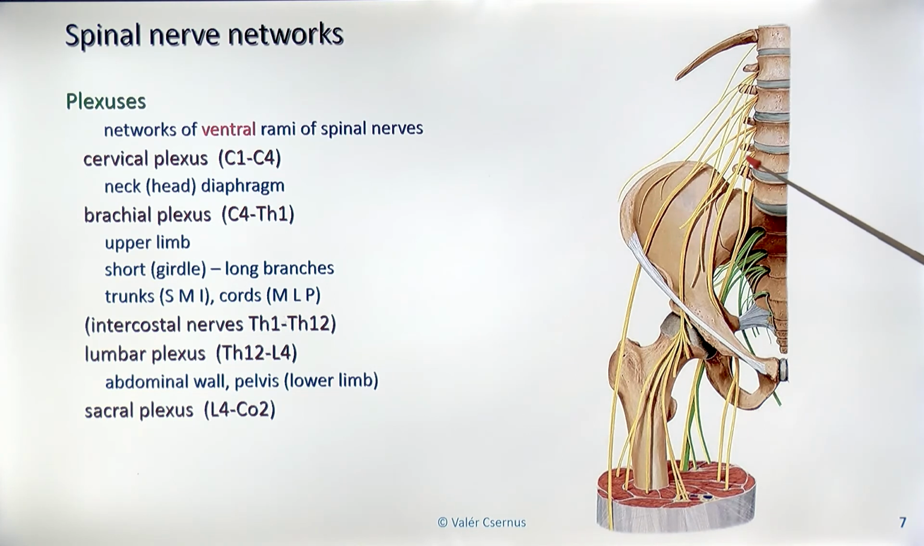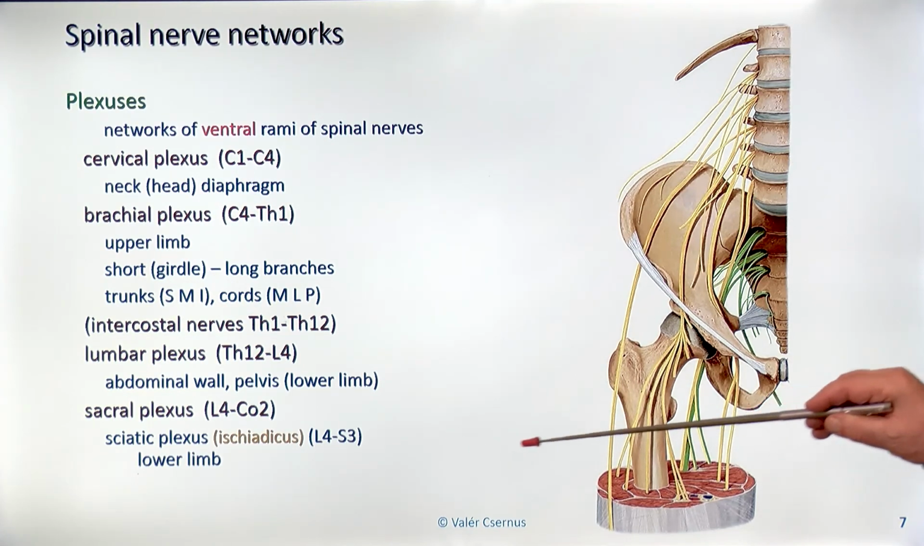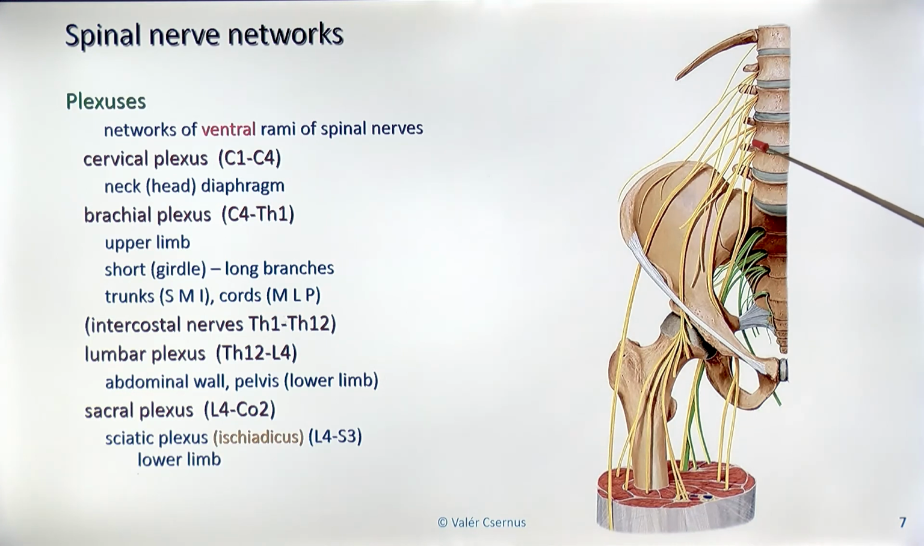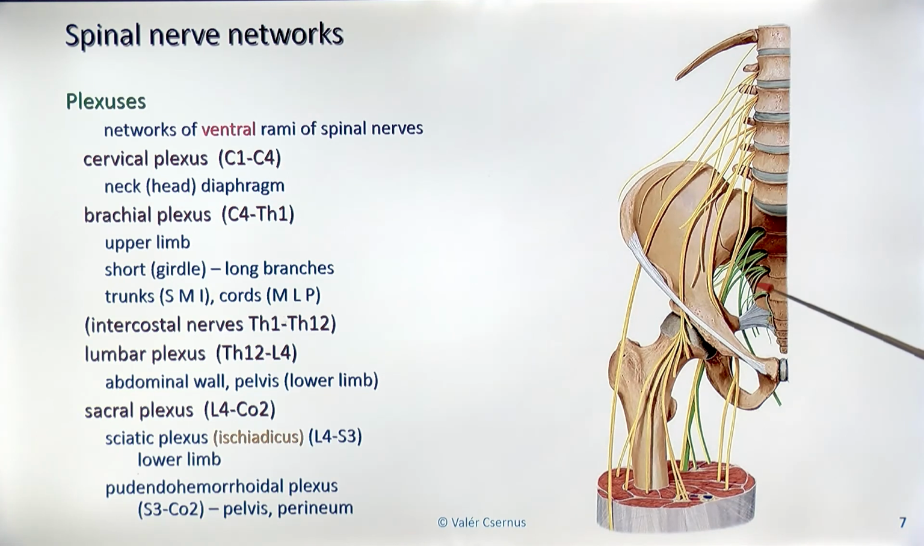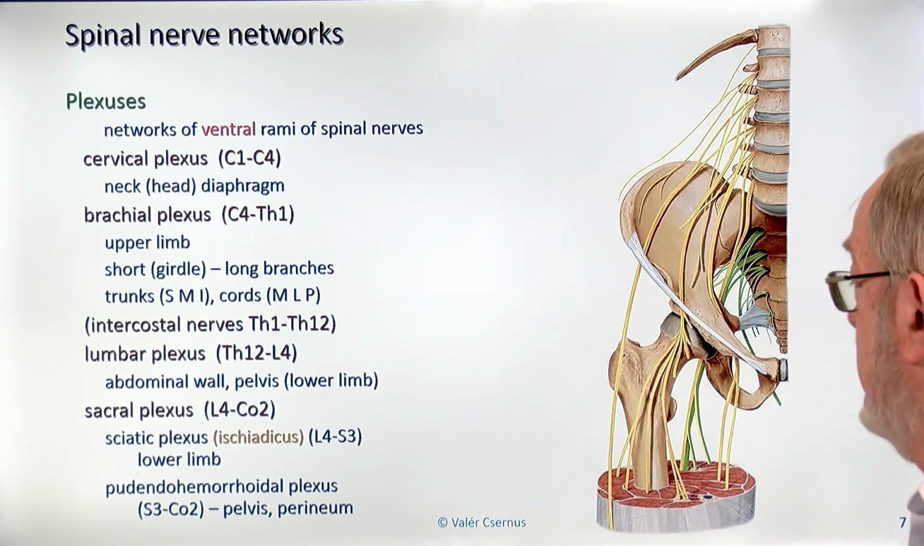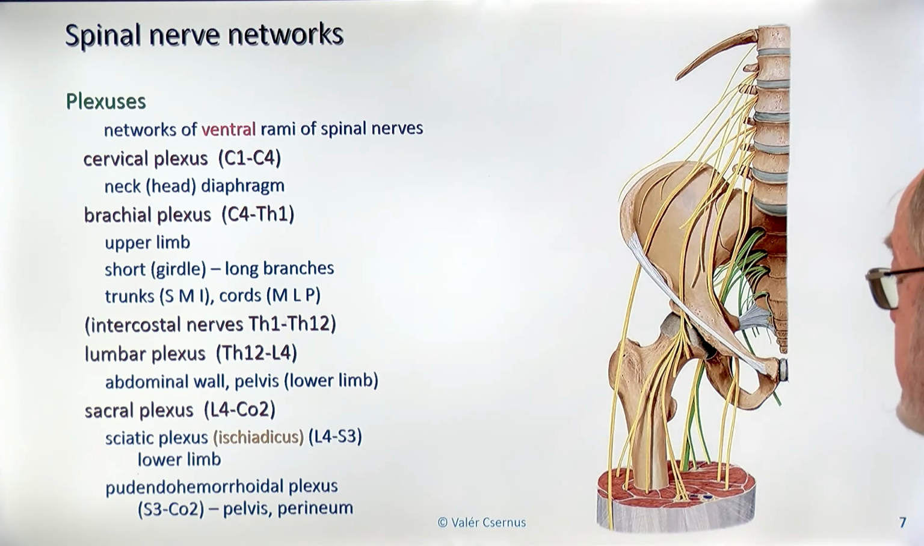The sacral plexus is below that, from the fourth lumbar all the way down, and this is divided into two subparts. The upper part is the sciatic plexus, plexus sciaticus, from the fourth lumbar till the third sacral, and this supplies primarily the lower limb and the perineal region. And we have the pudendohemorrhoidal plexus, the lower part below the third sacral, all the way to the second coccygeal, and this is the last plexus.